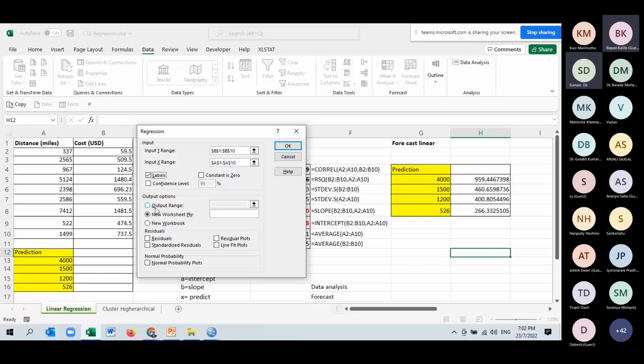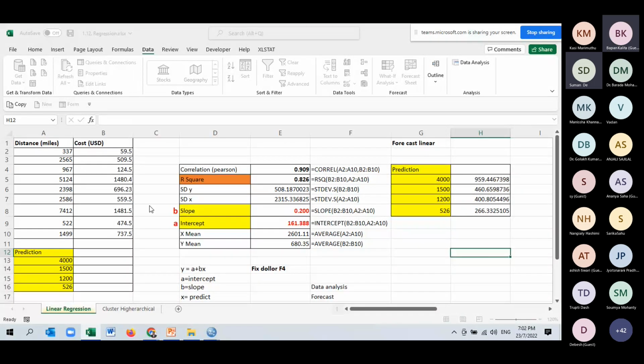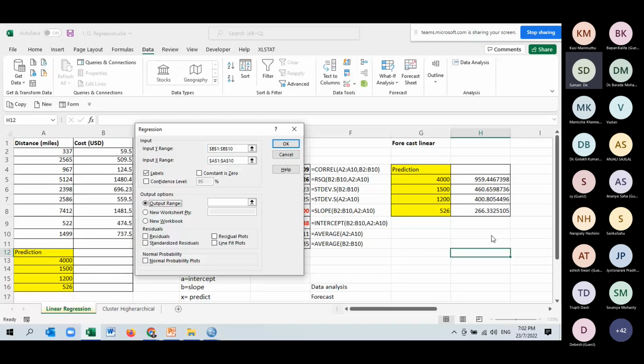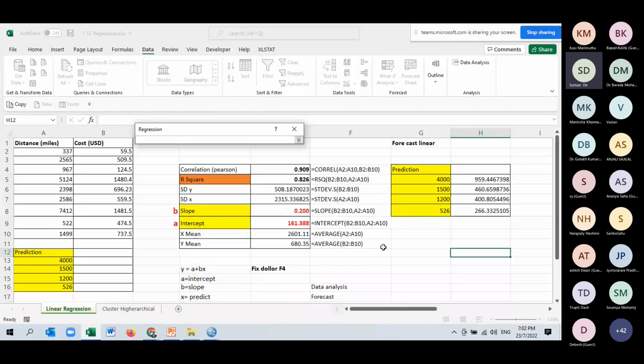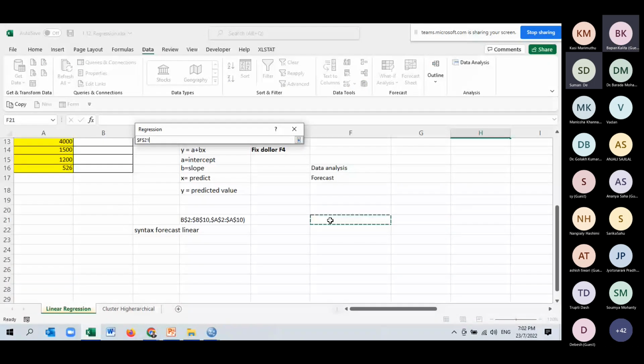Good practice is we can have the results in the same worksheet. So click output range, click this arrow. You can give any cell reference. I expect the value to be this particular cell reference, F21. I'm giving in section. After analysis, provide me the results in this particular location.